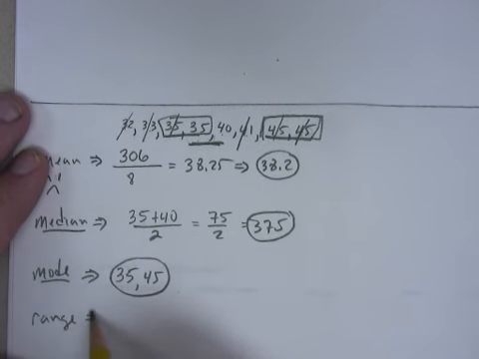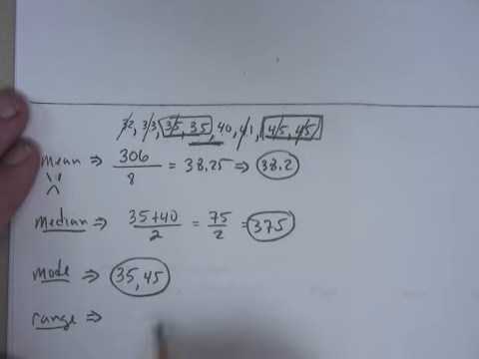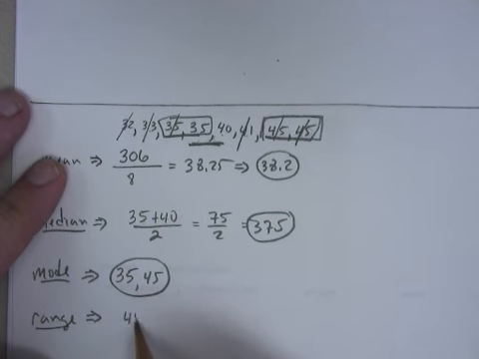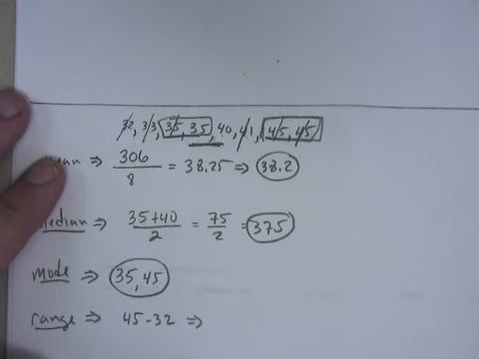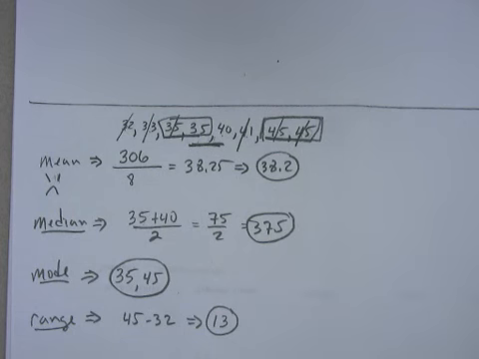And the last one is the range. And the range is the biggest minus the smallest. So that's 45 minus 32. And 45 minus 32 is going to be 13. And there it is.